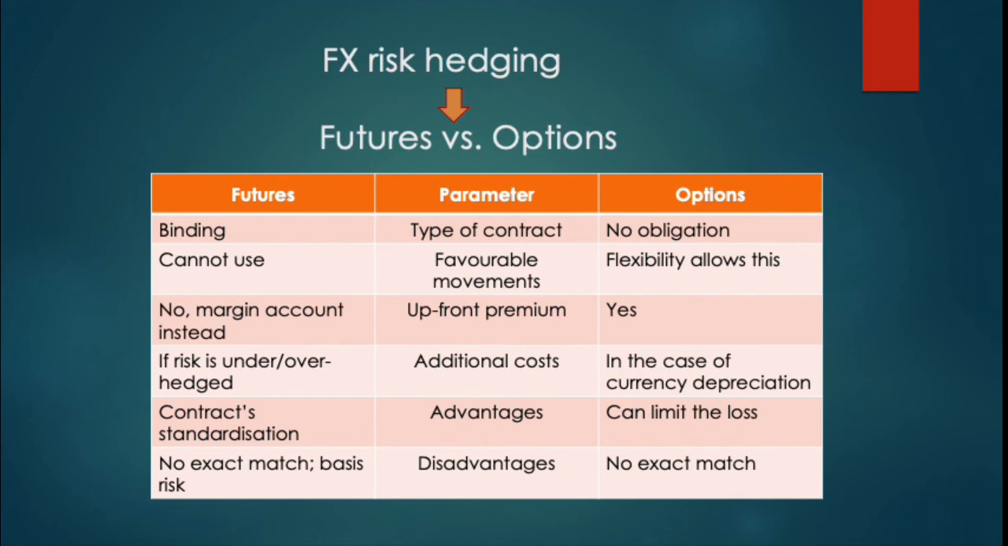Contracts are standardized, which means it's not possible to find an exact match of size and date of the contracts, which leads to additional costs. But the contracts could be traded to offset the account. Moreover, in the case of the basis risk, the efficiency of the hedging could be decreased. Options are more flexible with no obligation to exercise. In the case of depreciation, the loss can be limited to the paid option premium, but the holder can use the favorable movements in the exchange rates.